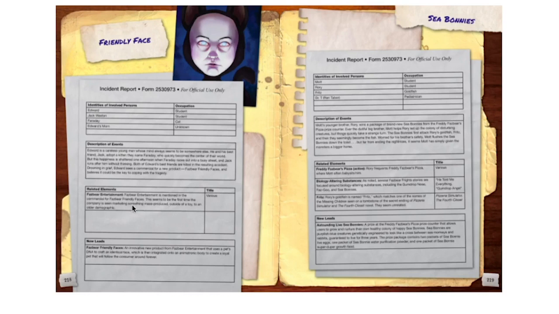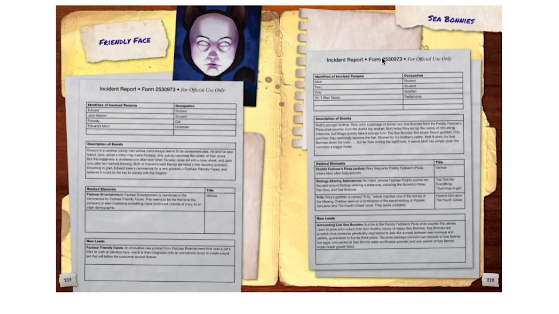Fazbear Entertainment is mentioned in the commercial for Fazbear Friendly Faces. This seems to be the first time the company is seen marketing something mass-produced outside of a toy, to an older demographic. I think it says older, yeah. That's kind of weird. And then the Fazbear Friendly Faces, an innovative new product from Fazbear Entertainment that uses a pet's DNA to craft an identical face, which is then integrated onto an animatronic body to create a loyal pet that will follow the consumer around forever. Epic. That's it for that one.